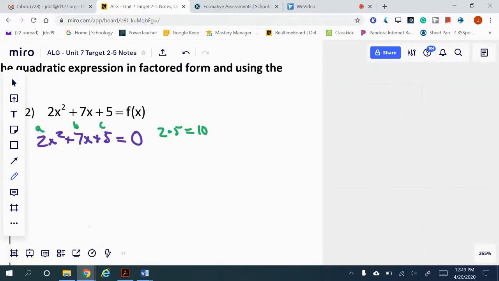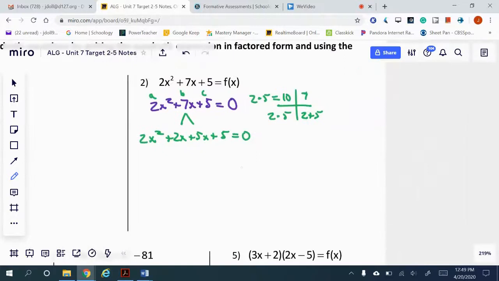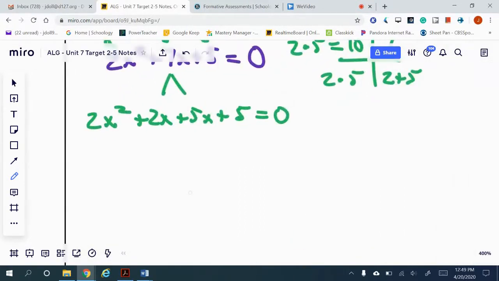All right. And then what we're looking for are 2 numbers that will multiply to 10 and add to 7. All right. So, hey, guess what numbers they are? 2 times 5 is 10, and 2 plus 5 is 7. So then what we're going to come over here and do, the AC method is going to say split the 7x into 2x and 5x. And now we have a 4-term quadratic, and we can factor by grouping.